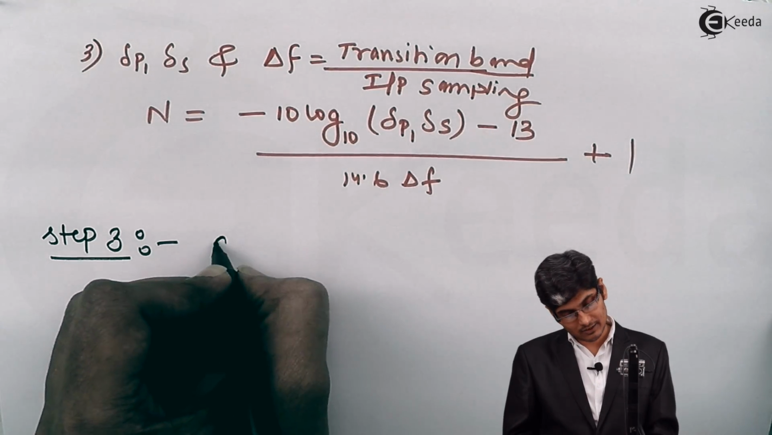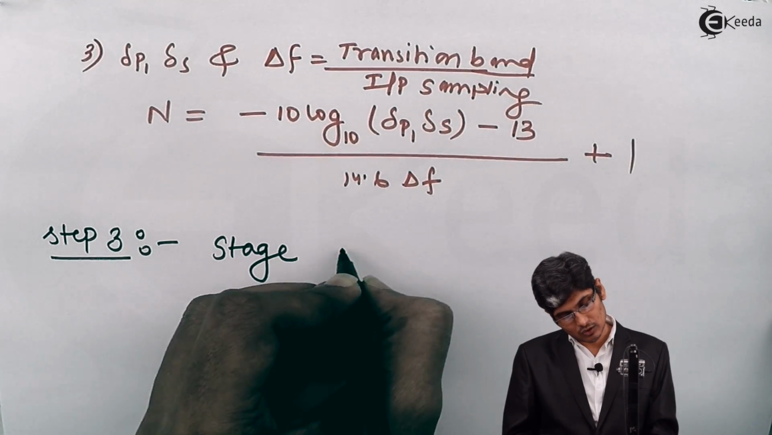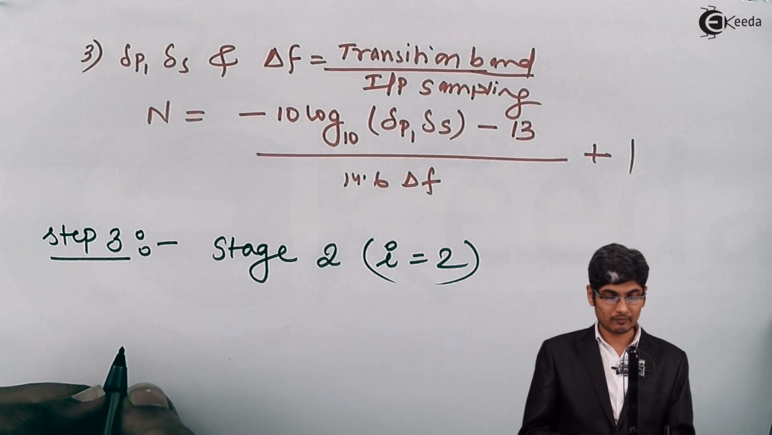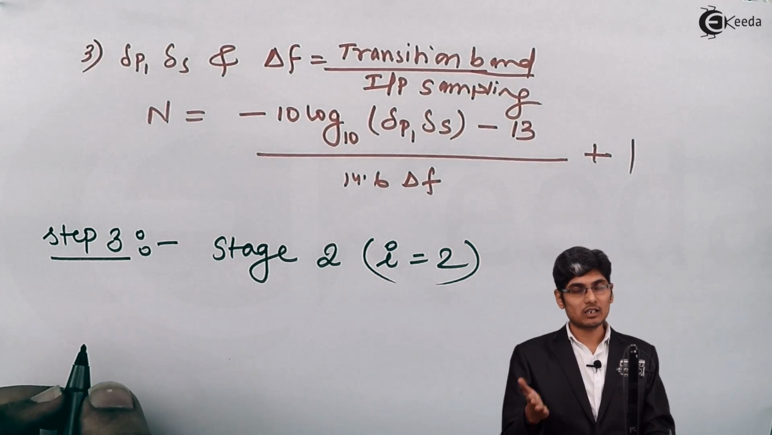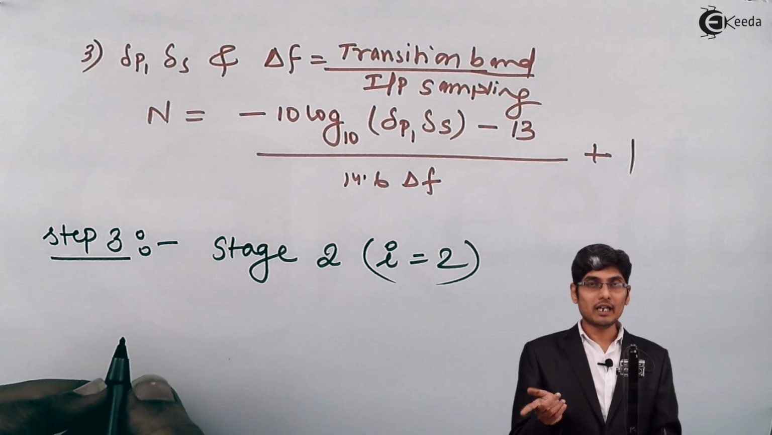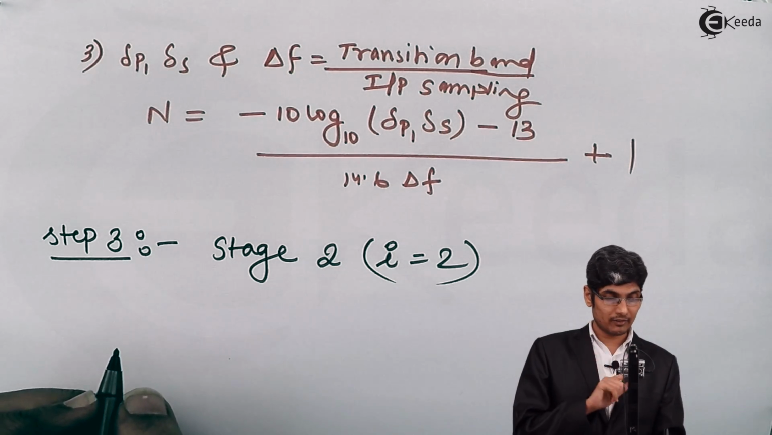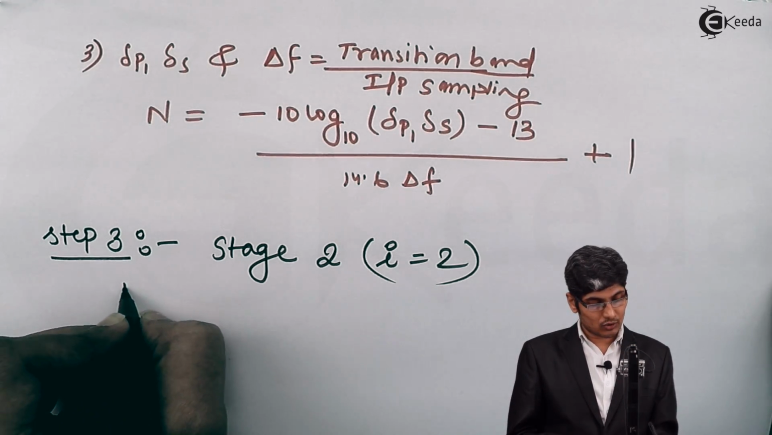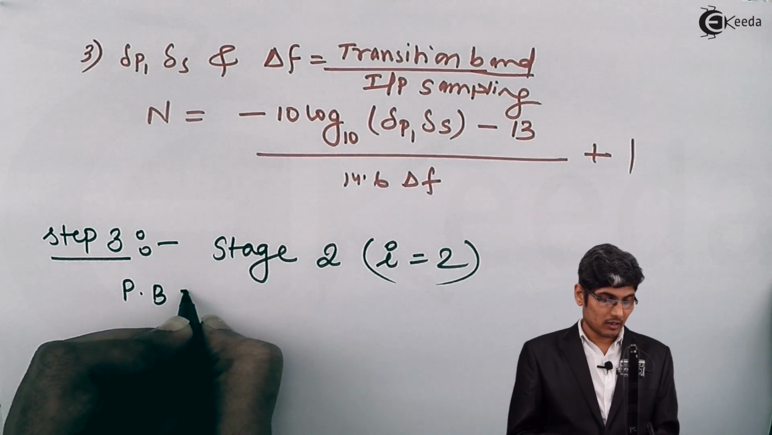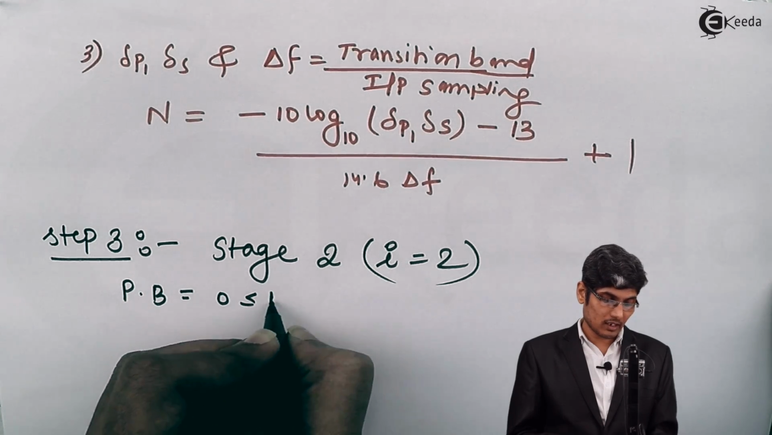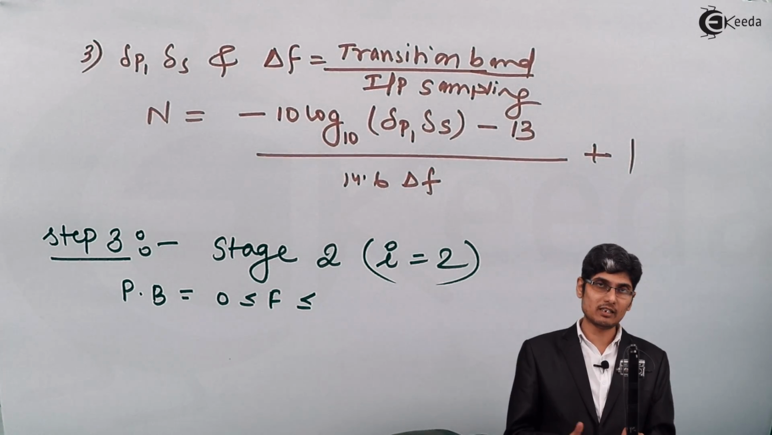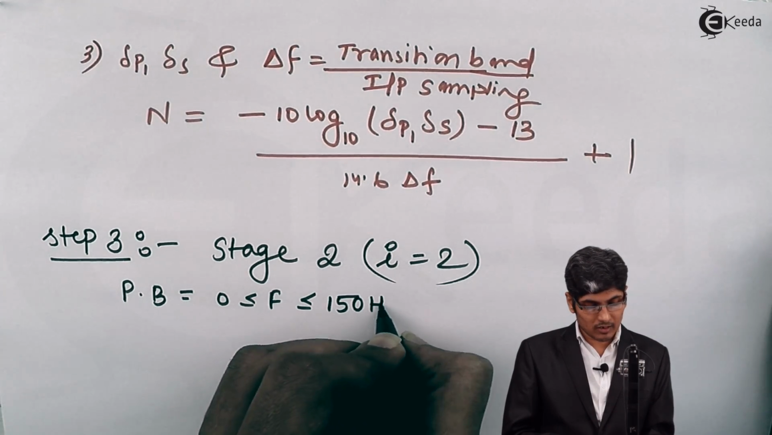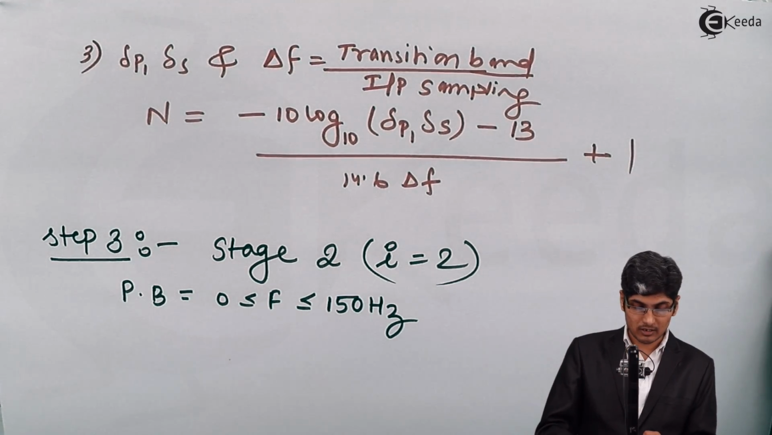Okay, now we are at stage 2. Here my i will be equal to 2. Now let us find again FSC and FPC. So now for stage 2, the pass band will be 0 less than or equal to f less than or equal to FPC. It is the same as that of the previous one. And what is FPC? FPC is 150 Hertz, isn't it?